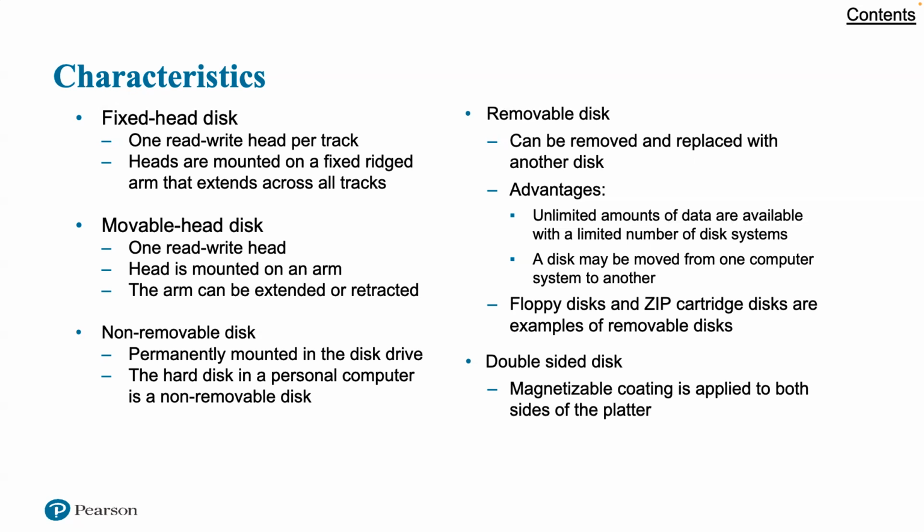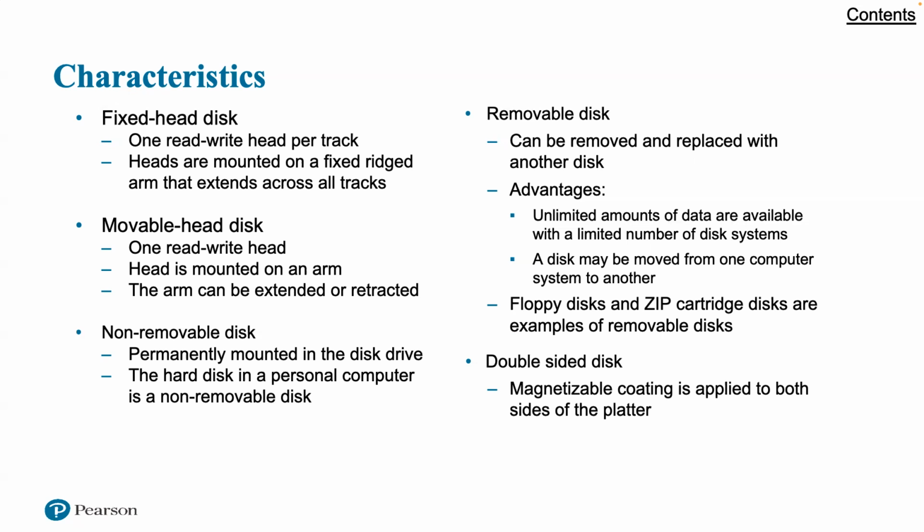For most disks, a magnetizable coating is applied to both sides of the platter, which is then referred to as double-sided. Some less expensive disk systems use single-sided disks. Some disk drives accommodate multiple platters stacked vertically a fraction of an inch apart. Multiple arms are provided, and that was in figure 7.2. We'll also get a chance to see a little bit more of this as we move forward. Multiple platter disks employ a movable head with one read-write head per platter surface.